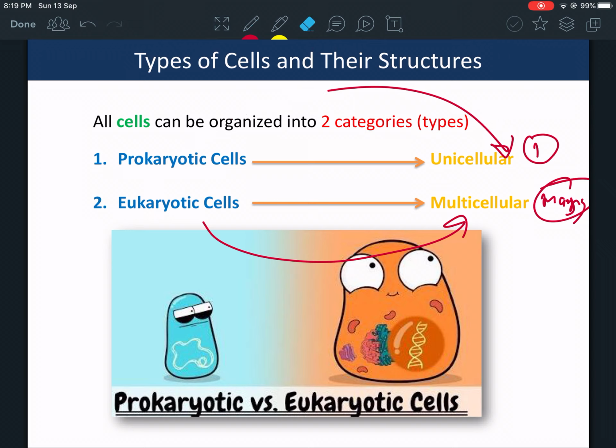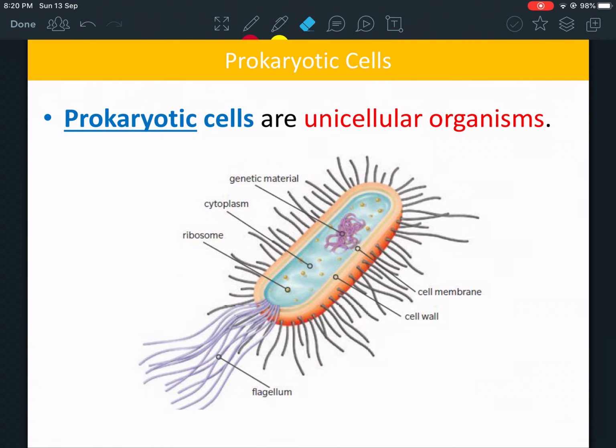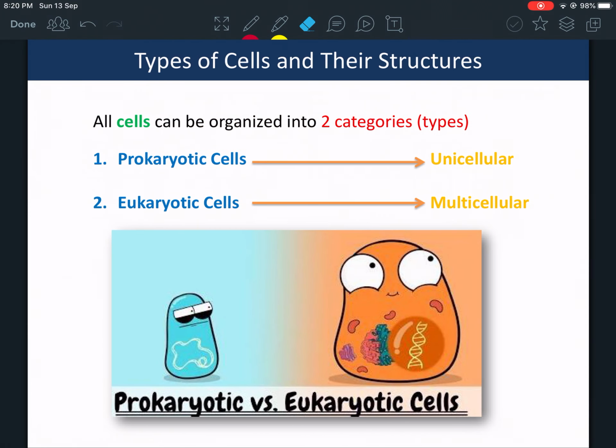So you have two types of cells that we're going to be learning about. We're going to be learning about prokaryotic cells tomorrow, but this is what I wanted to tell you for today. The video tomorrow will show you about prokaryotic cells, and next week we will learn about eukaryotic cells. Okay, that's it for today.